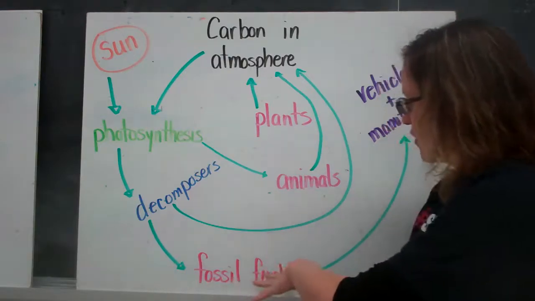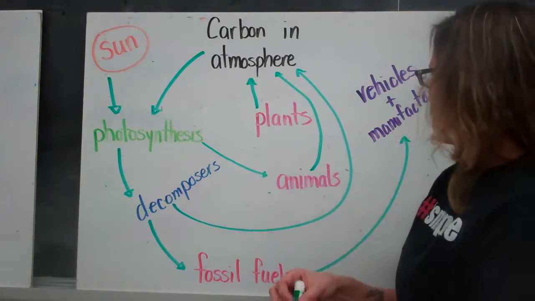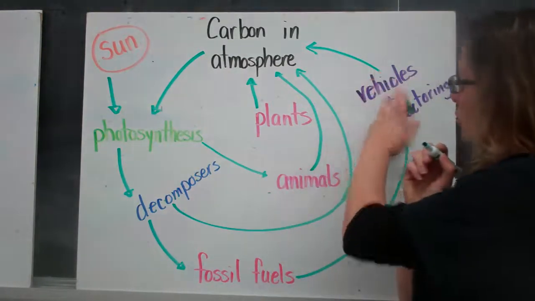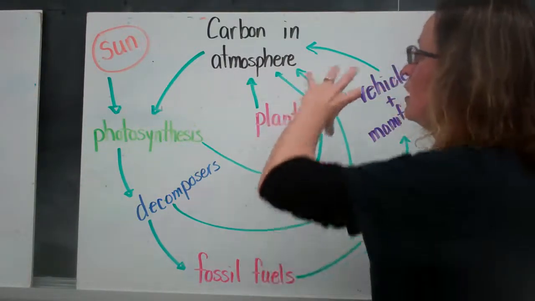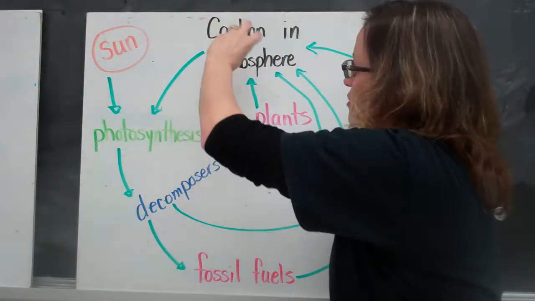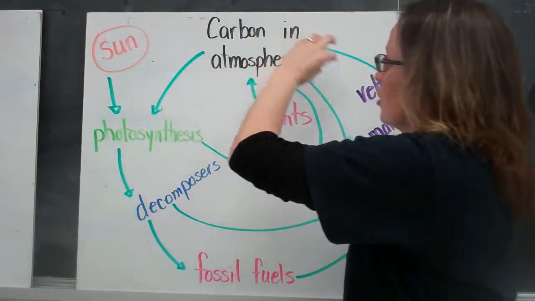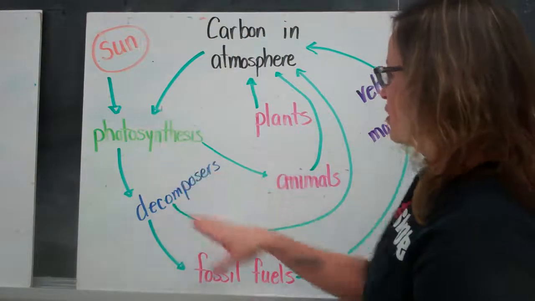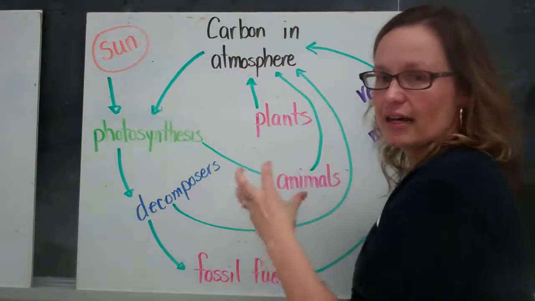Our fossil fuels are then extracted from the earth into our vehicles and manufacturing, which then through that process are releasing carbon into our atmosphere, and then the carbon that's in our atmosphere is absorbed through our photosynthesis or our plants, right? So we can see how it continues to go. It's not a perfect circle, and some things kind of jut off, but there is this cycle.